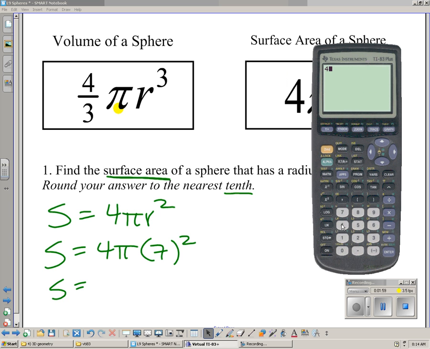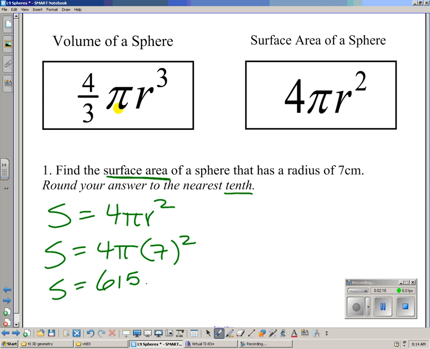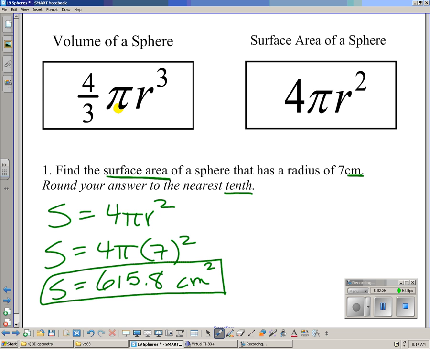We do 4 pi times parentheses 7 squared. And that equals 615.75. Rounding that to the nearest tenth would be 615.8. And units, this is an area, so it would be centimeters squared. And there's our final answer.